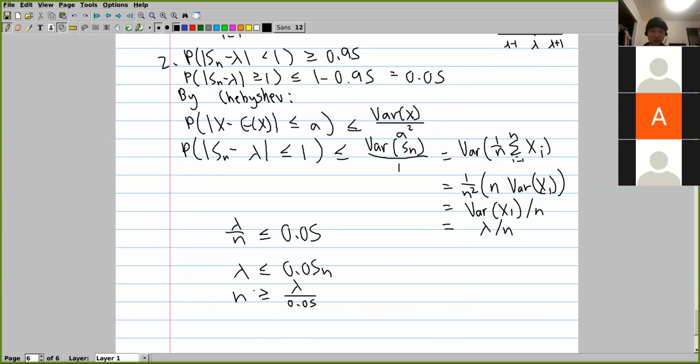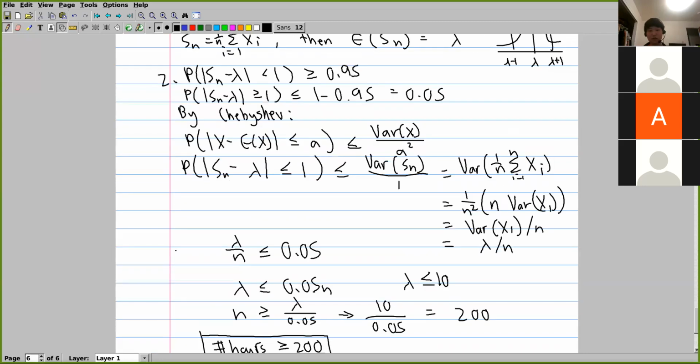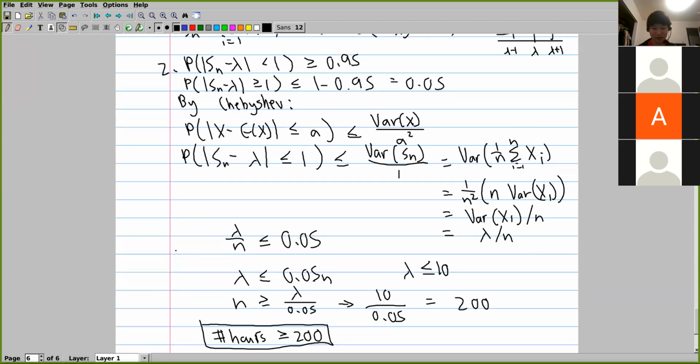And then when we do a little bit of algebra, it turns out that we want n to be at least lambda over 0.05. But we know that lambda is at most 10. So this is going to be at most 10 over 0.05, which is 10 times 20, which is 200. So we want the number of hours to be at least 200. All right. So this is the Chebyshev version, which doesn't require any of the inverse norm CDF.